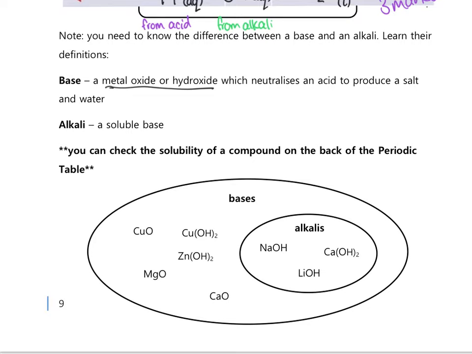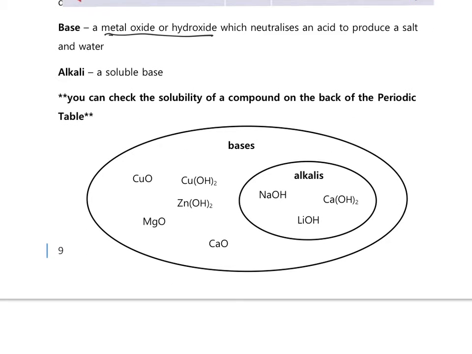And what you can do is look at the back of your periodic table to work out the solubility of a compound. So have a look at the back of your periodic table now, and you can see there are some solubility rules. So we can see here, I've put together a diagram that hopefully helps you there. All alkalis are bases, but not all bases are alkalis. And that sounds a wee bit confusing, but let me say it again. All alkalis are bases, but not all bases are alkalis, and you can see that from our diagram. So essentially our alkalis are a special type of base in that they're soluble.